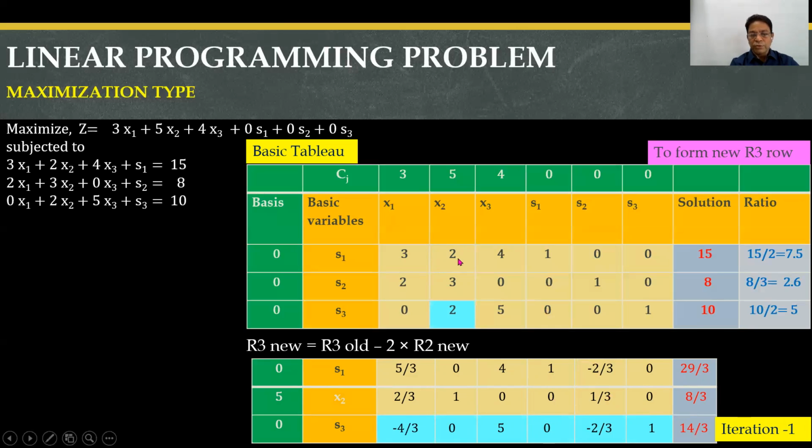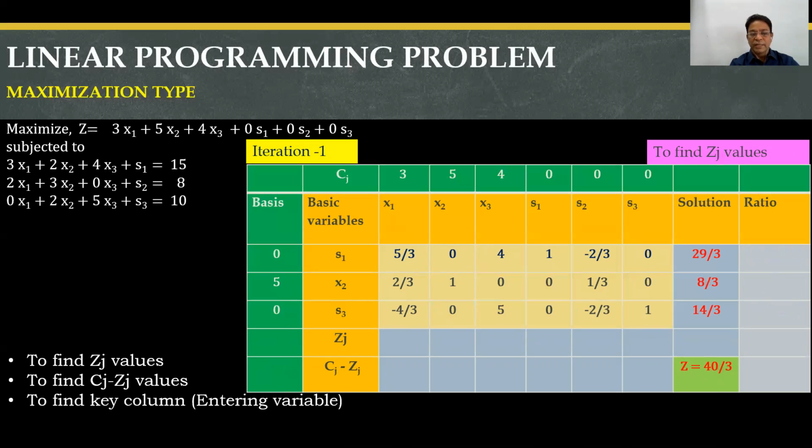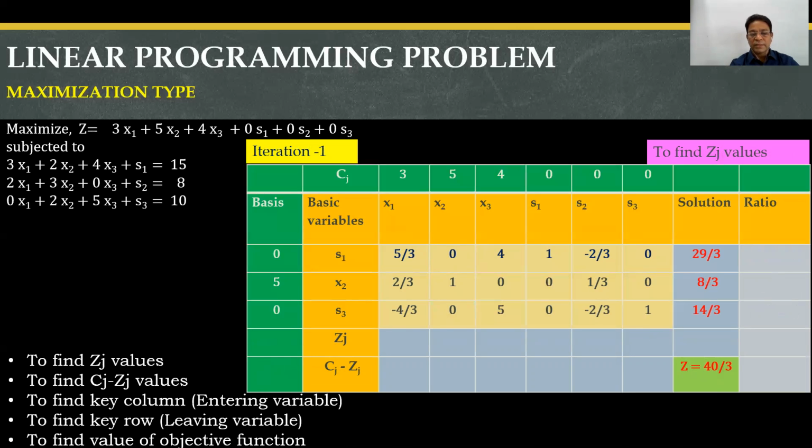Now what will we do? We'll replace this table by this table in this slide. Okay. So this is the new table now. So if you remember, I told you what is the next step. The next step is to find the value of Zj, then to find the value of Cj minus Zj, then to find the key column, to find the key row, and then finally optimize the value of objective function.